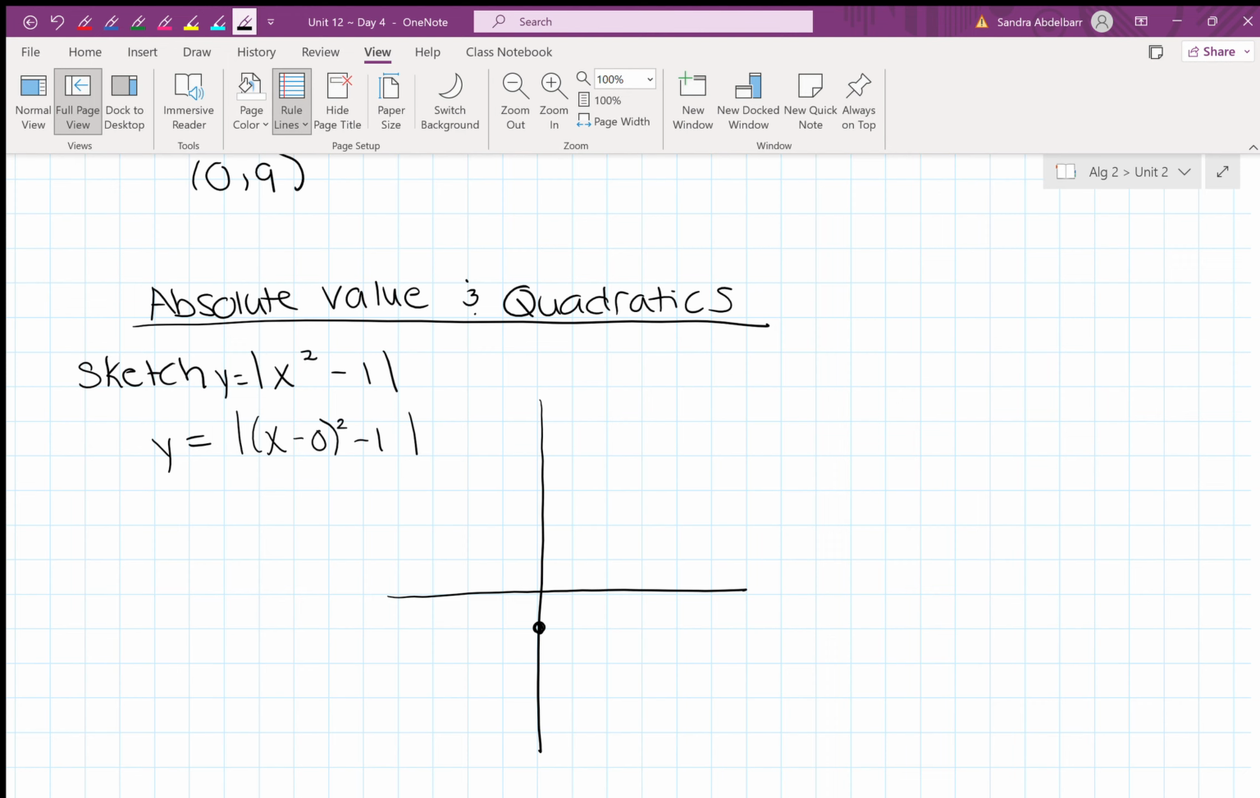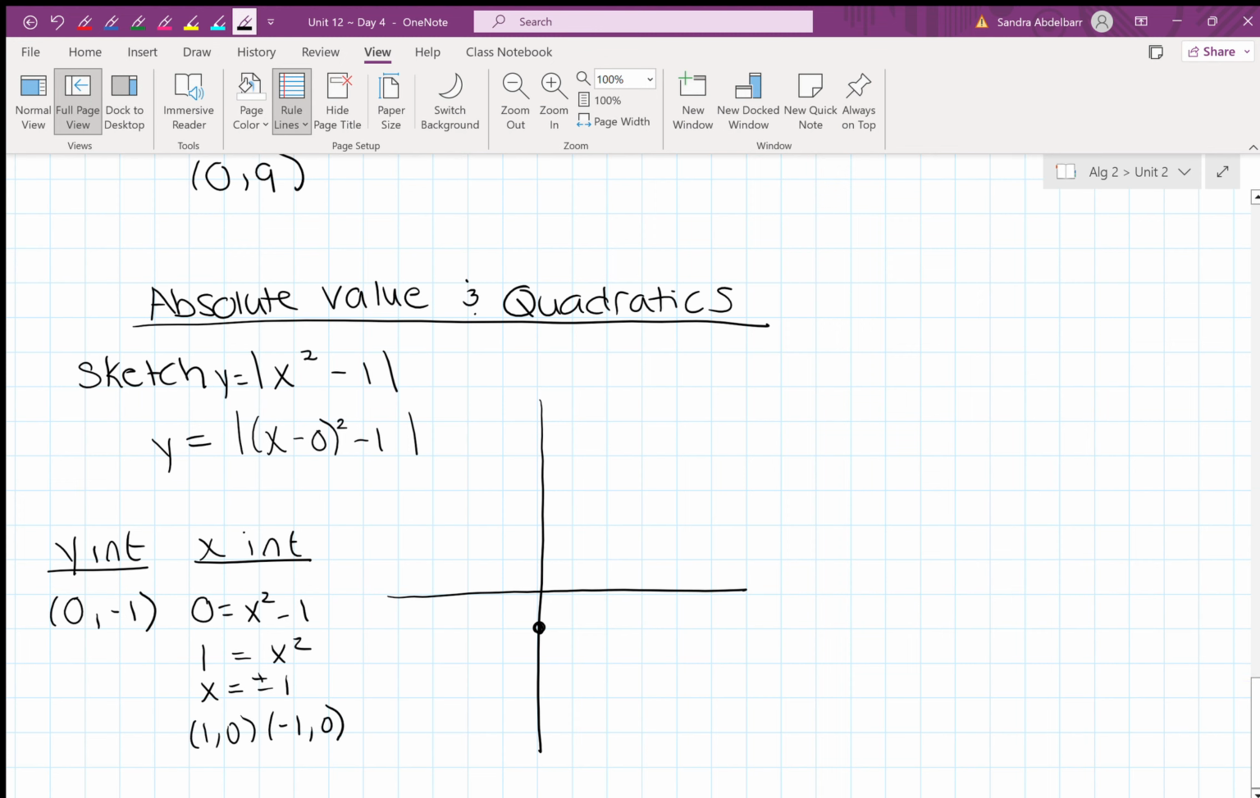All right, so now I know I'm not moving left or right. I am moving down 1. So we know our y-intercept is 0, negative 1. There will be x-intercepts. So let's go find our x-intercepts. So our x-intercept is going to be 0 equals x squared minus 1. Add the 1 over. Our x-intercepts will equal plus minus 1. So we're at 1, 0 and negative 1, 0. All right, so there's a sort of rough sketch of our parabola.